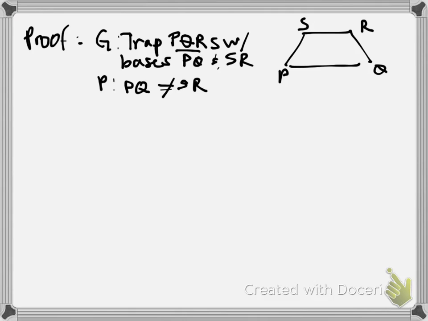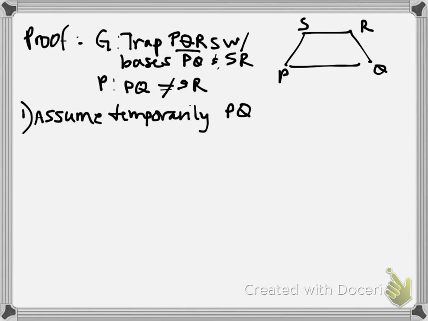Okay? So, step 1 begins with "assume temporarily." And what are we going to temporarily assume? Okay, so assume temporarily that the length of PQ is actually equal to the length of SR. Okay, next. Now we're trying to find a reason to contradict this given information.